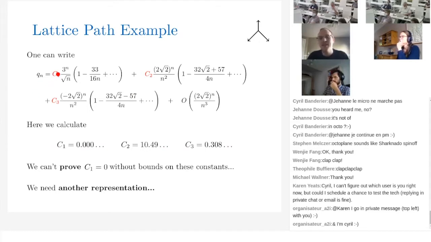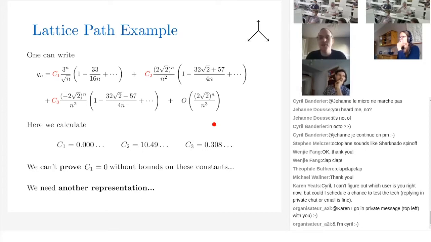So you might think that you're growing like 3 to the n, but numerically it seems like actually this is going away, and you're going to grow like 2 root 2 to the n. And so again, if you can compute this constant to 1,000 decimal places and they're all 0, it's pretty good evidence that it's actually equal to 0. But we'd like to be able to decide this exactly.